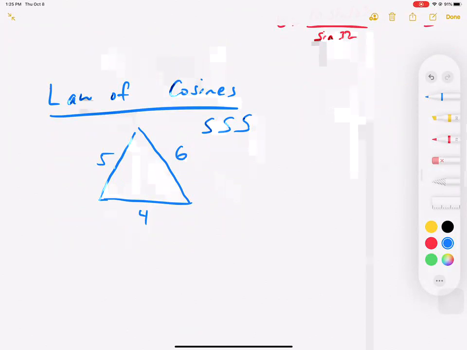This isn't a special 30, 60, 90 triangle. That was 3, 4, 5. 4, 5, 6 is not a special triangle. If you try to check if this is a right triangle, 4 squared plus 5 squared is not equal to 6 squared. Pythagorean theorem doesn't work, not a right triangle.